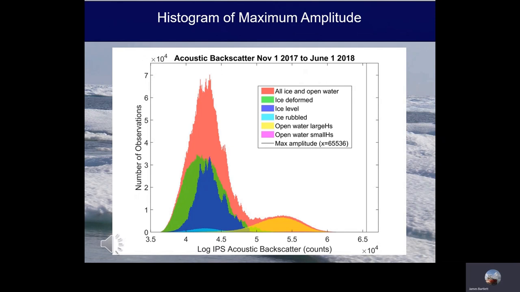This histogram is from our 2017-2018 deployment in the Beaufort Sea. We've had a little more time to go through this data in more detail and identify the different target types. While we do see some overlap in backscatter signal from different target types, this allows us to start assigning odds to what we are seeing. Below 40,000 counts is likely to be deformed ice. The probability of level ice and deformed ice is similar above 45,000 counts and drops off with increasing backscatter. And then as you increase above 50,000 counts, the probability of open water increases.